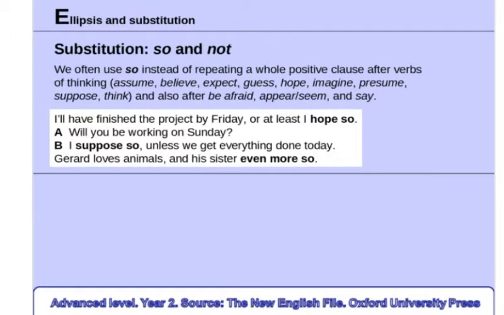Substitution: so and not. We often use so instead of repeating a whole positive clause after verbs of thinking, for example assume, believe, expect, guess, hope, imagine, presume, suppose, think, and also after be afraid, appear or seem, and say. Will you have finished the project by Friday at the latest? I hope so. A: Will you be working on Sunday? B: I suppose so, unless we get everything done today. Gerald loves animals, and his sister even more so.